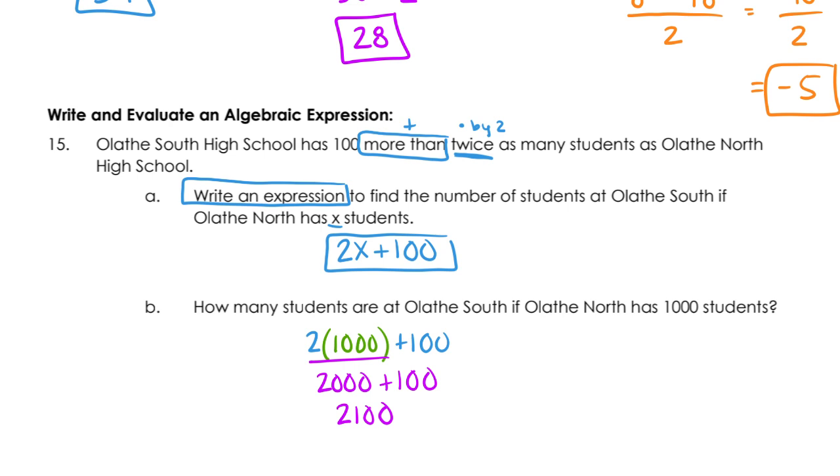Now, this is a word problem, so we do have to answer in words. So what did we just talk about? What did we just find? 2,100 what? Ladders, cookies, apples. What are we talking about? The answer would be students. So there are 2,100 students at Olathe South.